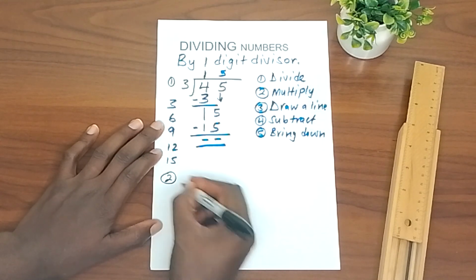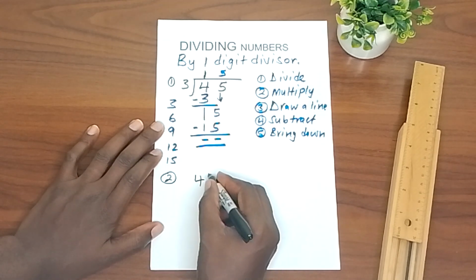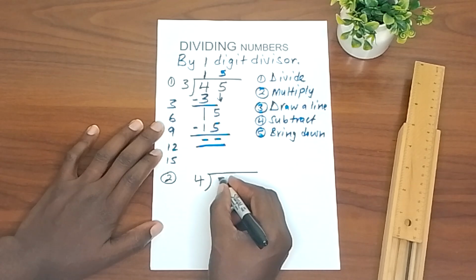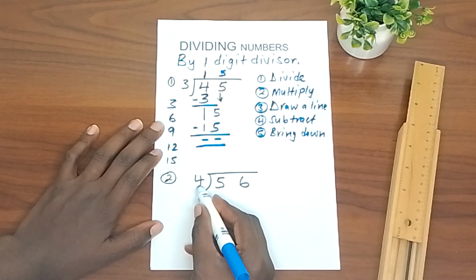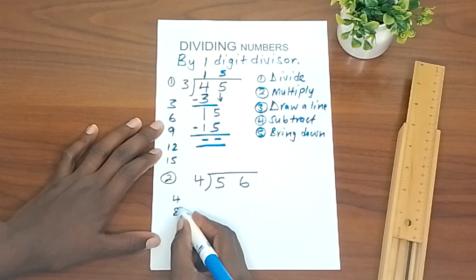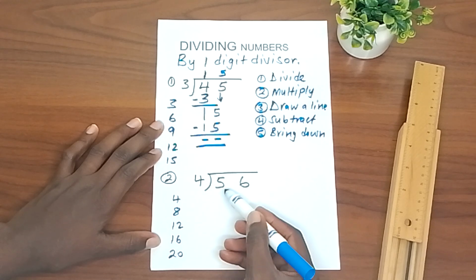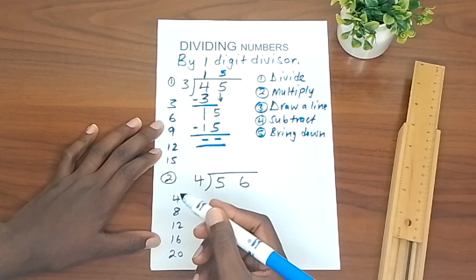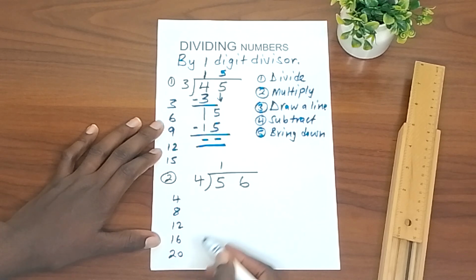Let's look at example 2. We have our divisor as 4 and the dividend as 56. So we are going to follow our steps. We go to the multiples of 4, look for 5. In the multiples of 4, we have 4, 8, 12, 16, 20. So we don't have 5. What we have is 4, which is 1 time. So 5 goes in 4, 1 time.